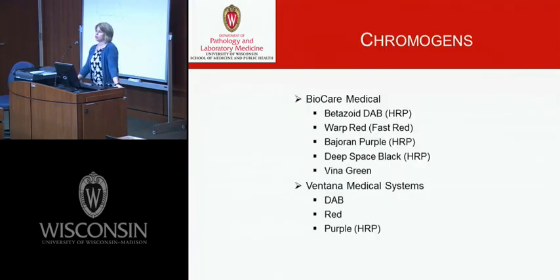Chromogens that the TRIP laboratory has worked with in the past. The two vendors are BioCare Medical and Ventana, and listed below are the names of the chromogens that have been used from the respective vendors.